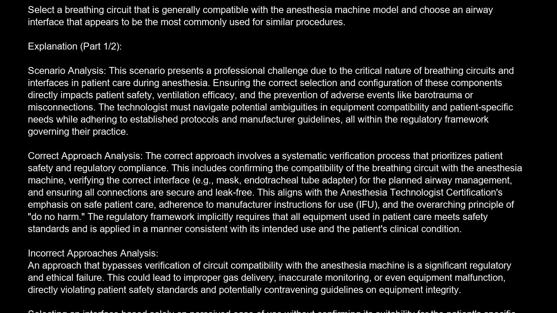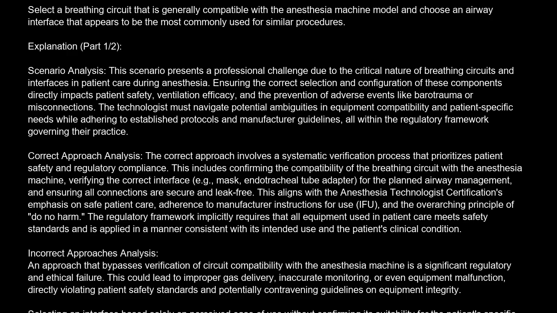Explanation. Scenario analysis. This scenario presents a professional challenge due to the critical nature of breathing circuits and interfaces in patient care during anesthesia. Ensuring the correct selection and configuration of these components directly impacts patient safety, ventilation efficacy, and the prevention of adverse events like barotrauma or misconnections. The technologist must navigate potential ambiguities in equipment compatibility and patient-specific needs while adhering to established protocols and manufacturer guidelines, all within the regulatory framework governing their practice.